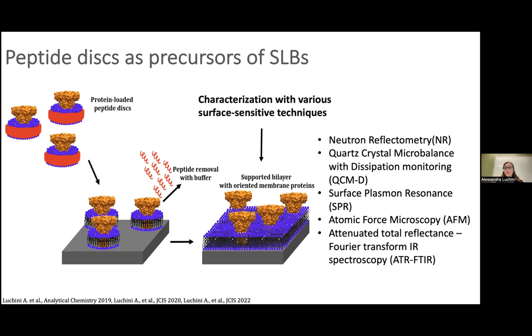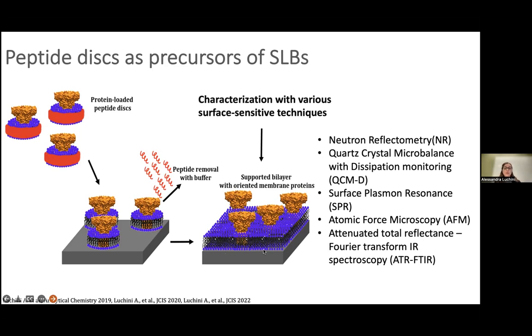This is for two reasons. Of course, having a unique orientation will make data analysis much easier and more reliable, but it's also the way that nature works. So in a membrane, all membrane proteins will have the same orientation. So this will also in the end make the system much more biologically relevant.